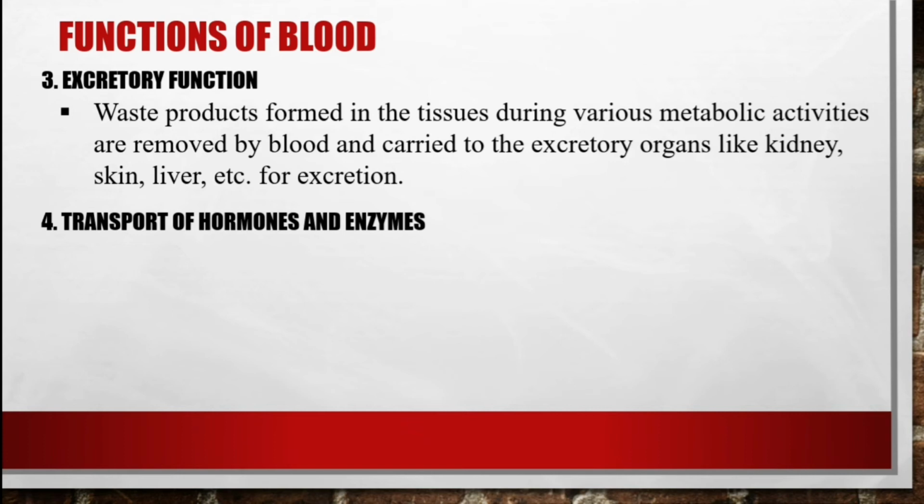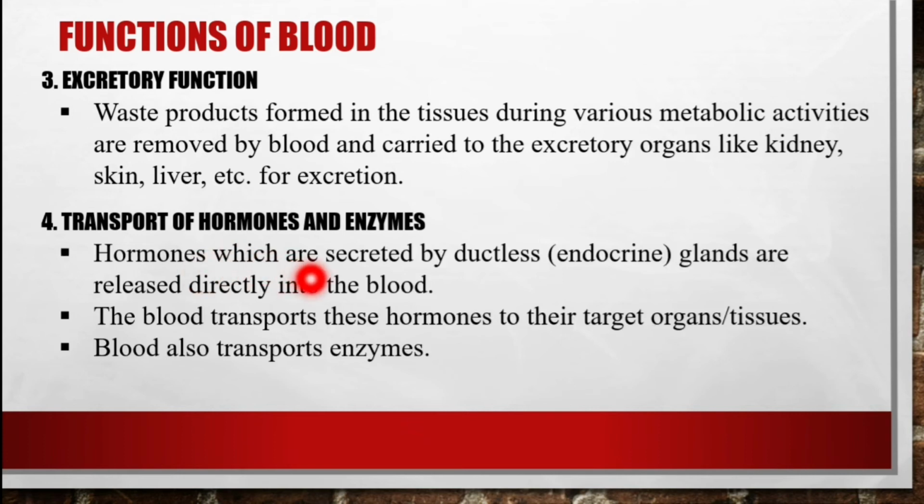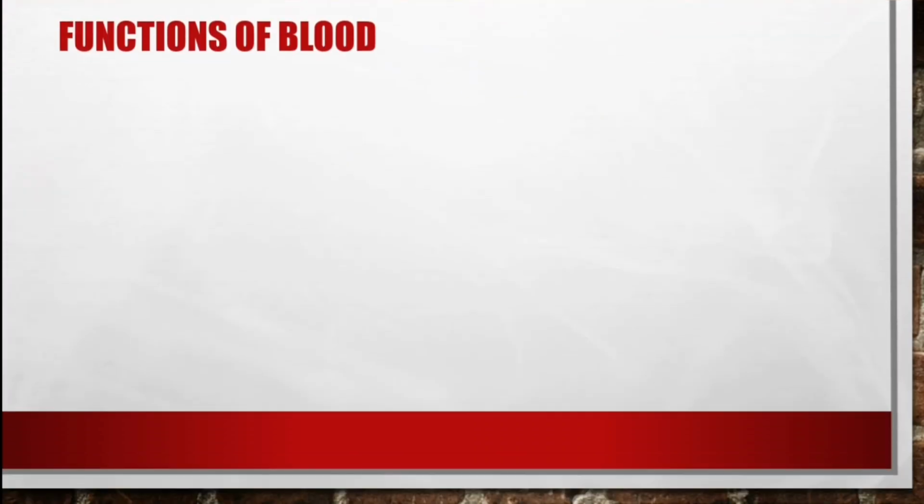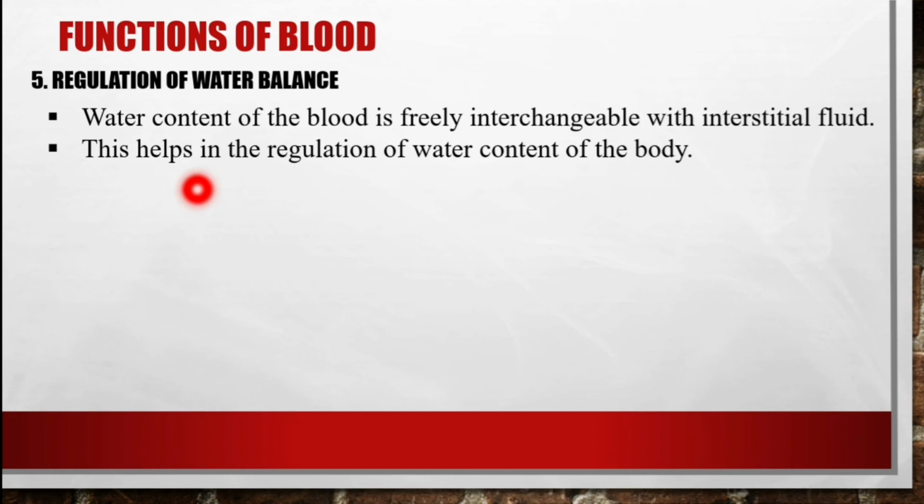Transport of hormones and enzymes. Hormones, which are secreted by ductless endocrine glands, are released directly into the blood. The blood transports these hormones to their target organs or tissues, and it also transports enzymes. Regulation of water balance: the water content of the blood is freely interchangeable with the interstitial fluid. This helps in the regulation of the water content of the body.